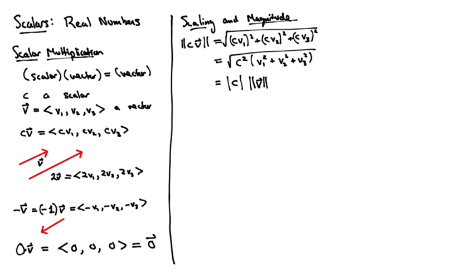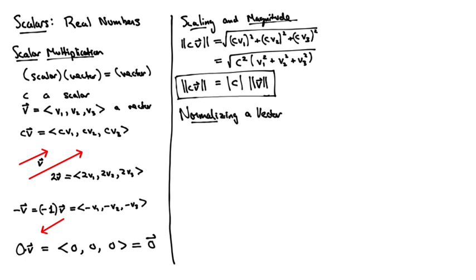So what do we get? We got something very natural. The length of the scaled vector, so the length of c times v, is the magnitude of c, in other words, the absolute value of c, times the length of v. So if I take the length of 2 times v, I'll get twice the length of v, as you would have expected.